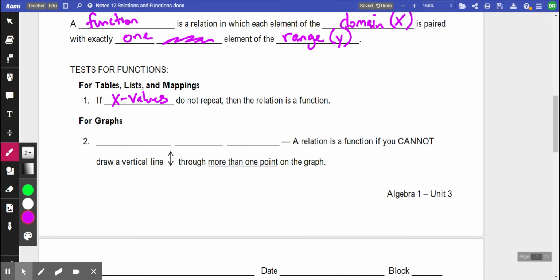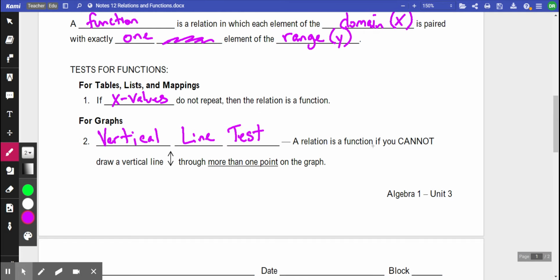Now, for your graphs, especially when we start getting to continuous graphs, which means that they could keep going, it's not just plotting individual points. Okay, so when you get to a continuous graph, there's going to be a different method that you're going to want to use, because you won't be able to pick off all of the ordered pairs to check to see if the domain, if the x values repeat. So the easier way for graphs is to use what's called the vertical line test.